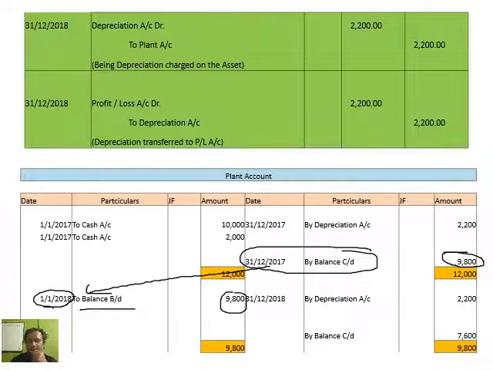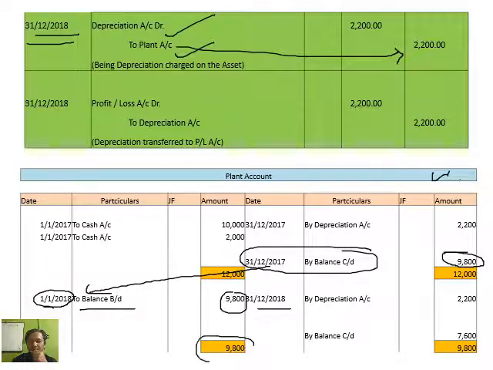Now again in the next year, on 31st of December 2018, we are going to pass the journal entry again, depreciation account debit to plant account. Depreciation we will prepare later on. Plant is given on the credit side, so it will be recorded on the credit side, by depreciation on that day. We are going to take the depreciation of 2,200, and then 9,800 minus 2,200 will give us the balance figure. So the balance figure of the plant after 2 years is this much.